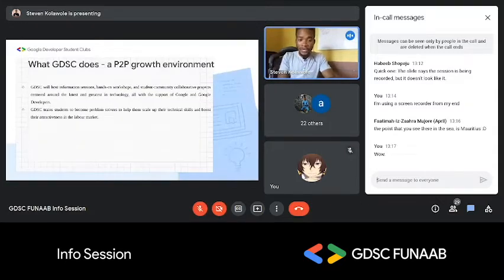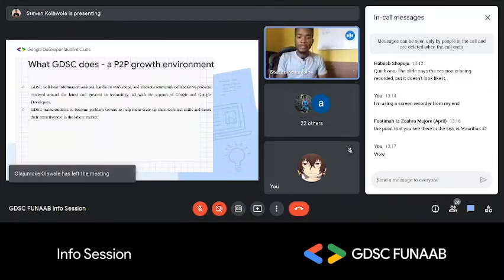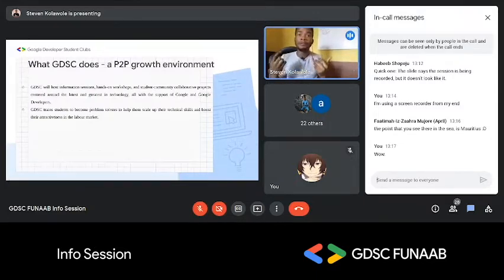GDSC also trains students to become problem solvers, to help them scale up their technical skills. And this is one I can really attest to because, as I mentioned, there are information sessions and hands-on workshops, and you get to learn by participating in workshops. In fact, even if you're an intermediate developer or a professional already, you tend to learn by participating.